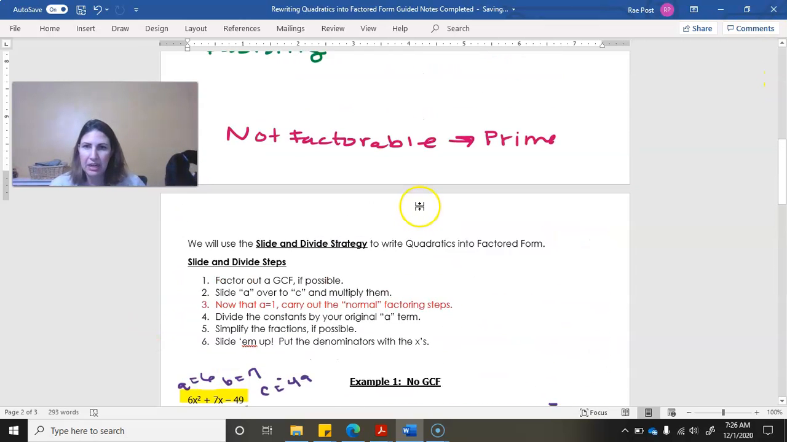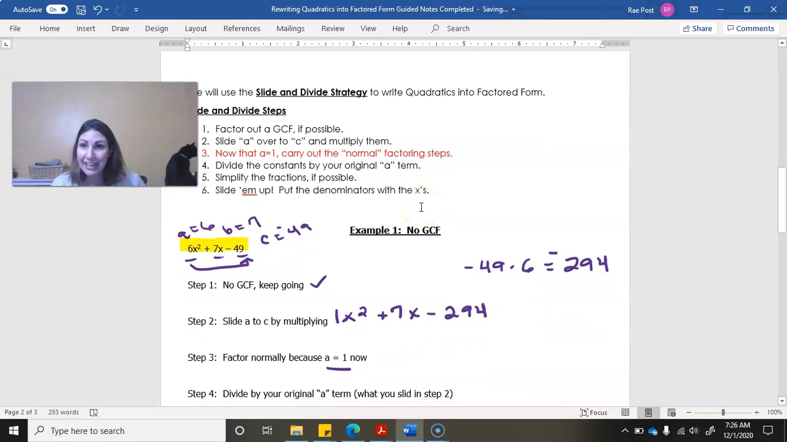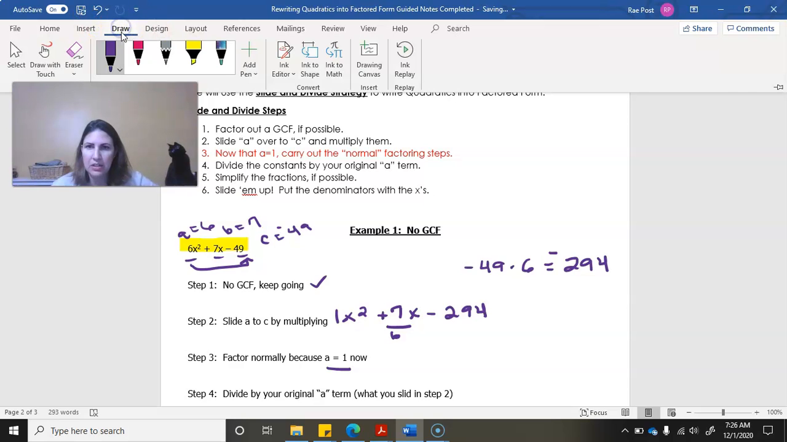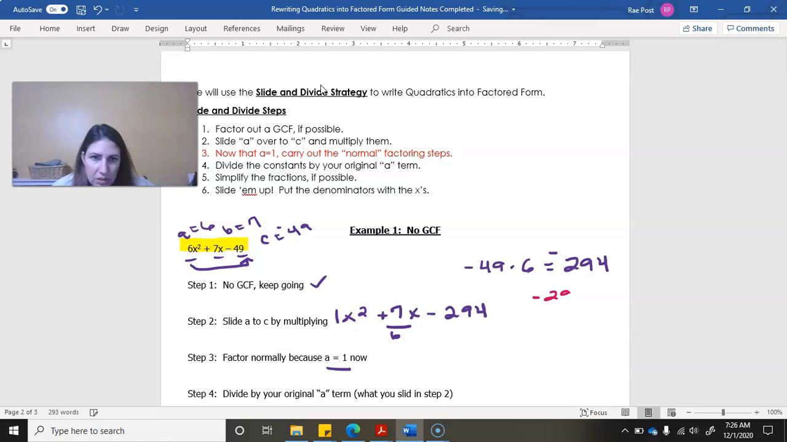What numbers can multiply together to give you negative 294, but add to give you the middle term b, right? That's your b term right here. Okay, so let's go ahead and do that. I'm going to make a quick list. If I have negative 294, what numbers give us negative 294, but they have to give us 7 when we add them together.